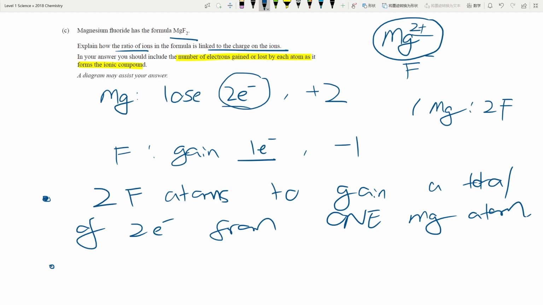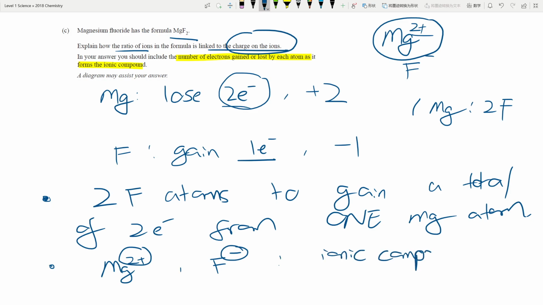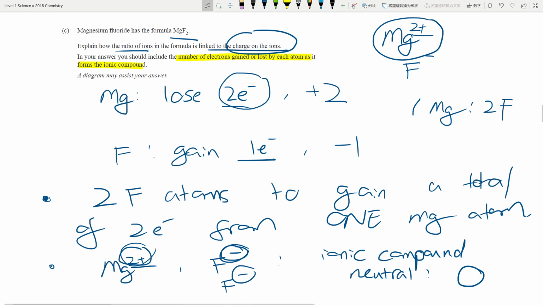You talk about the charge, you talk about the electrons. The other thing is linked to the charge. Mg is 2+, fluorine is 1-. If they were to form ions, this is a 2+ charge, this is a 1- charge. When they combine together to form an ionic compound, it needs to be neutral. That means the overall charge is going to be 0. That's +2, that's -1. That's why I need another negative to give me a total of -2, which cancels out the +2. So in order to cancel the charges, we need 2 F's to give us a -2 charge.